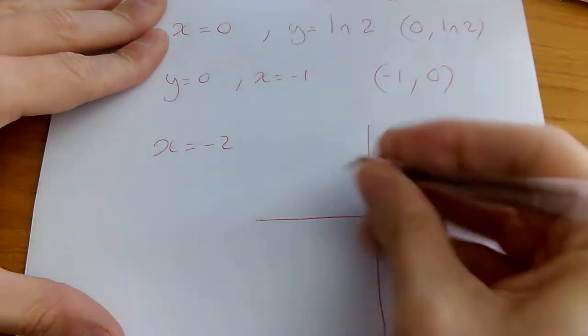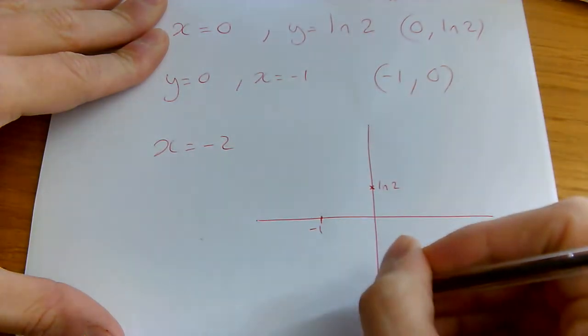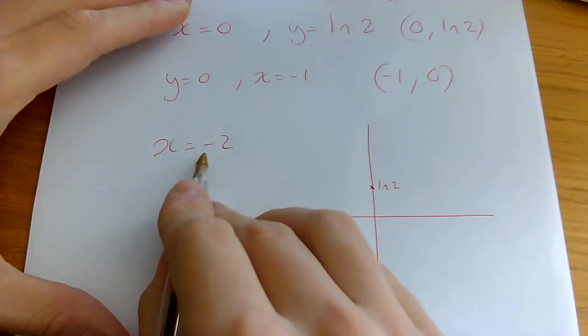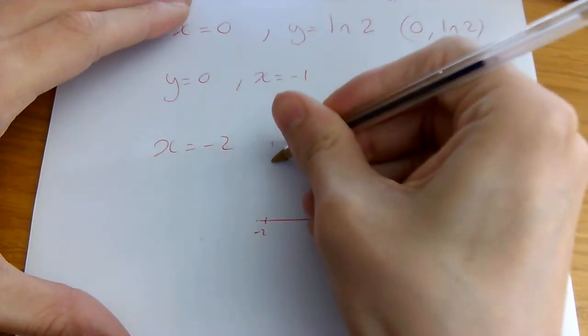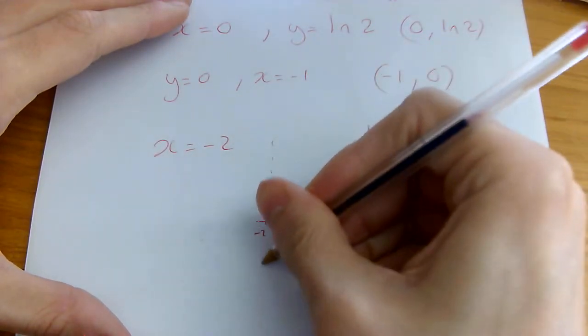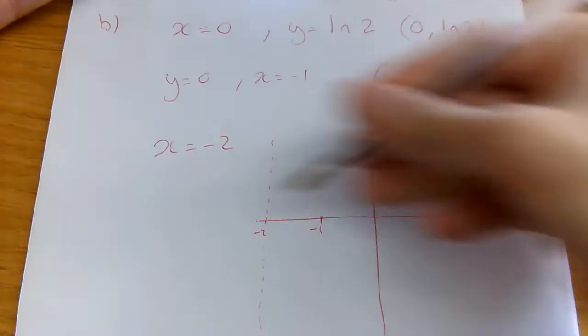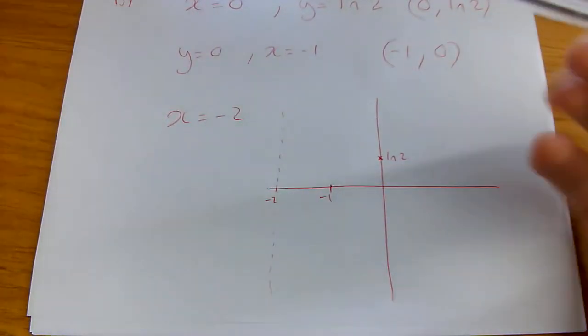So that's going to be along here. Minus 1, 0. The asymptote of x equals minus 2. Well, minus 2 on the x is there. So asymptotes are normally drawn with a kind of dotted line like that. So it's not going to go past there. You need to also know the shape of the graph.